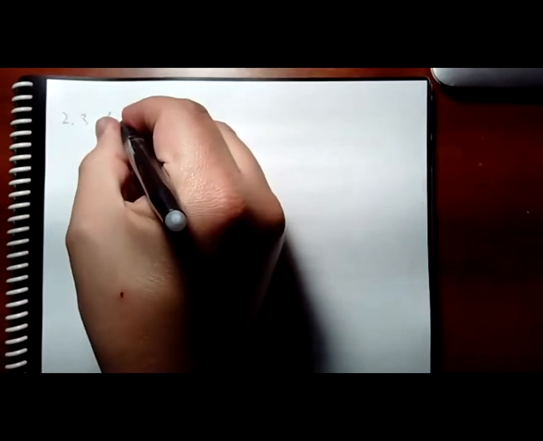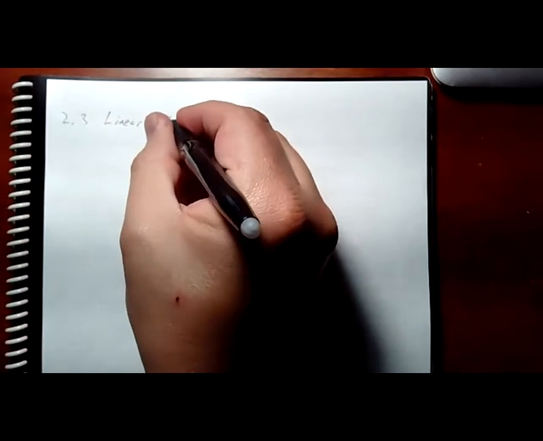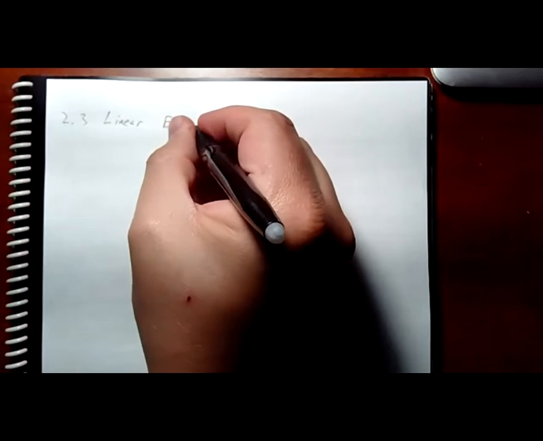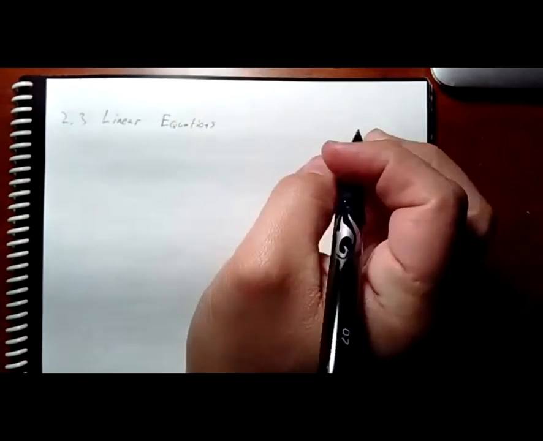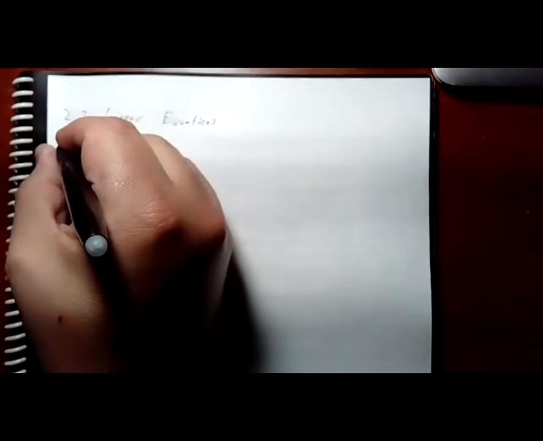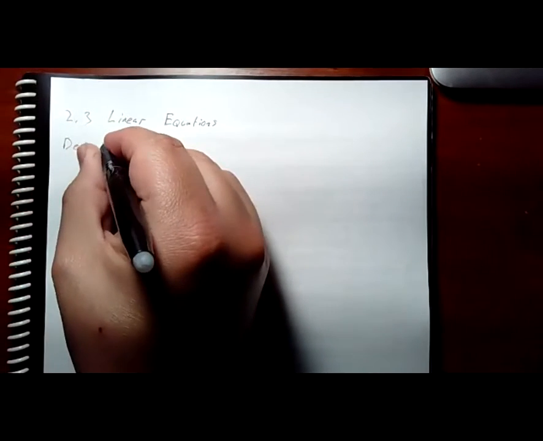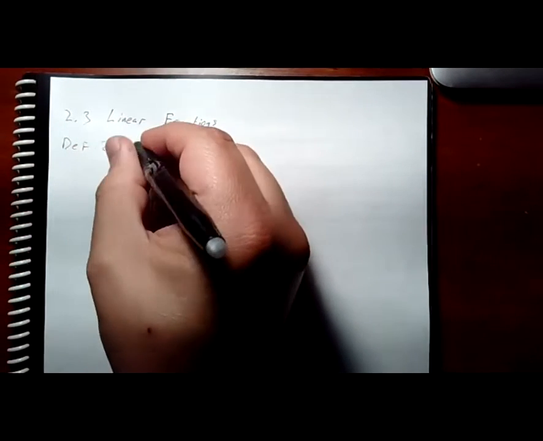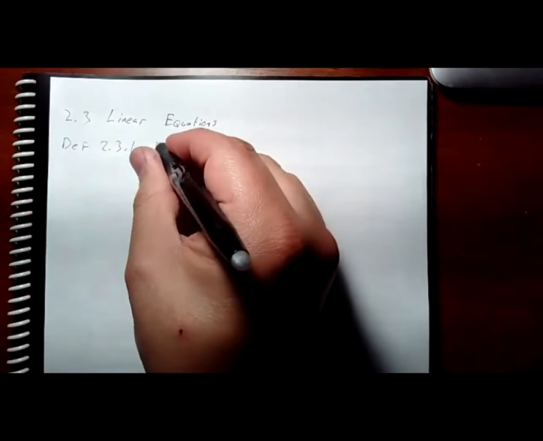2.3 is linear equations. So the definition of linear is the following. This is Definition 2.3.1, linear equation.